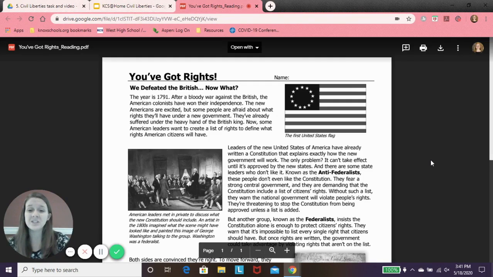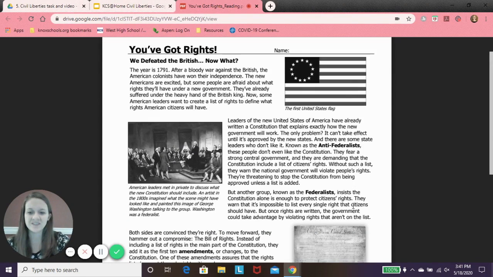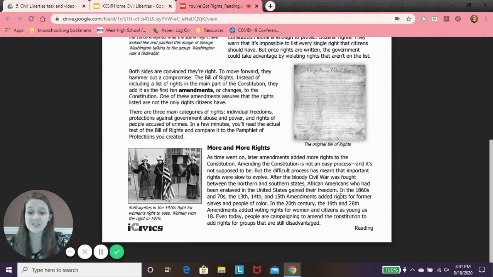Here, you'll see the You've Got Rights article. It talks about our beginnings as a country and the argument between the Federalists and the Anti-Federalists over the ratification of the Constitution. Then it goes on to talk about what an amendment is and how we've added many amendments to our Constitution over time. Go ahead and read this article and take notes, and when you're finished, come back to the video and we'll talk about it together.